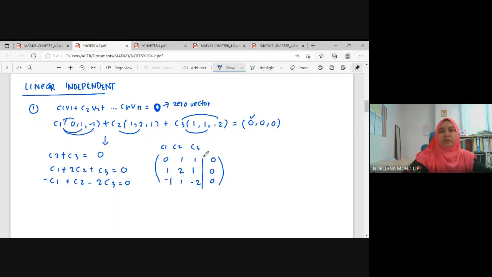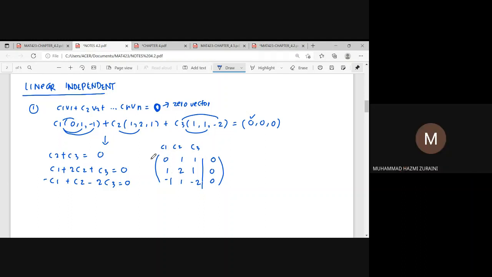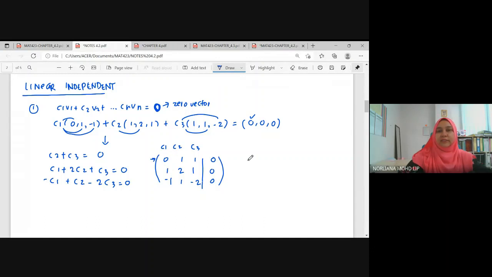Then we solve this augmented matrix. We must reduce this augmented matrix into RREF form, like before. First step, what do we need to do here? The first row must have a leading one. Here there is no leading one, so what do we do? R1 swap R2. We interchange row 1 with R2.